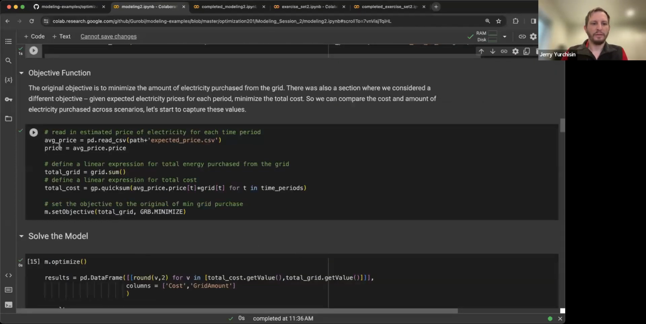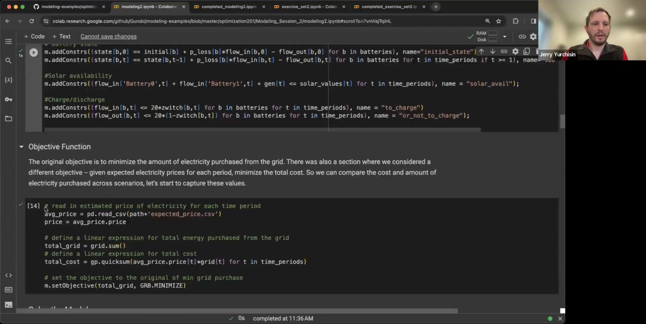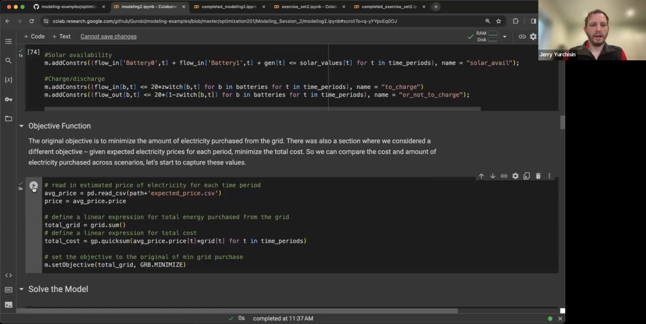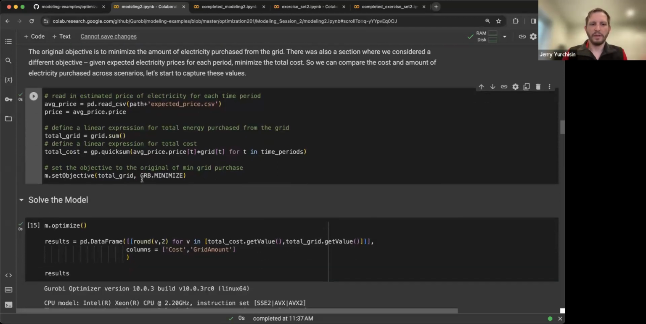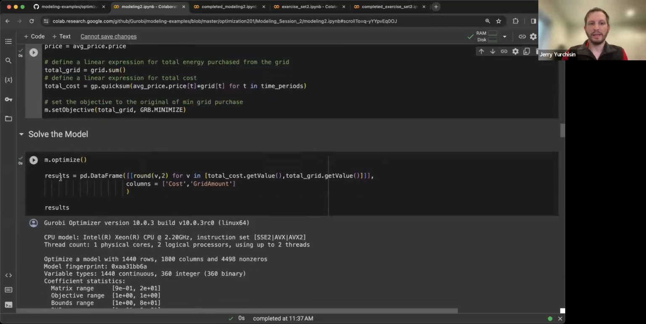Then we have our objective. Make sure I ran that. Okay. We have our objective. And we also read in the price data and all that sort of stuff. So we have everything all set, good to go. Let's finally optimize this base model. And I'm going to store some of these results in a data frame just so we can easily compare.